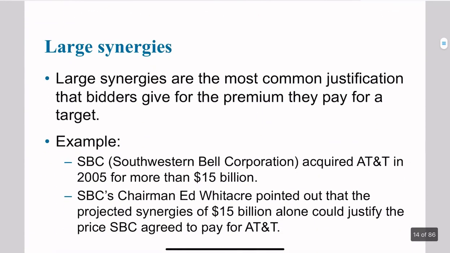The first is called large synergies. This is the most common justification for acquiring firms to argue why they want to pay the acquisition premium. So basically, synergy means that if two firms merge together, then their operations can be complementary, right? So that's why it is called synergy.